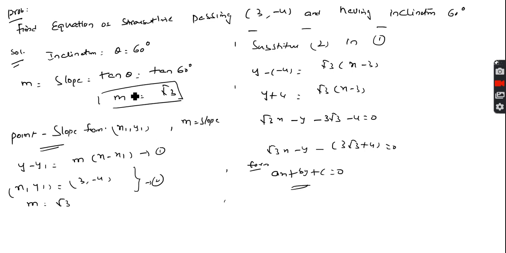And what is the form? It is given that we have the slope and a point. This is the point-slope form. What is the point? (x1, y1) and the slope equal to m. So what is the formula? y minus y1 is equal to m into (x minus x1). Given the point (3, minus 4) and m equal to root 3, substitute 2 in 1 and we get root 3x minus y minus 3 root 3 plus 4 equal to 0, which is of the form ax plus by plus c equal to 0.